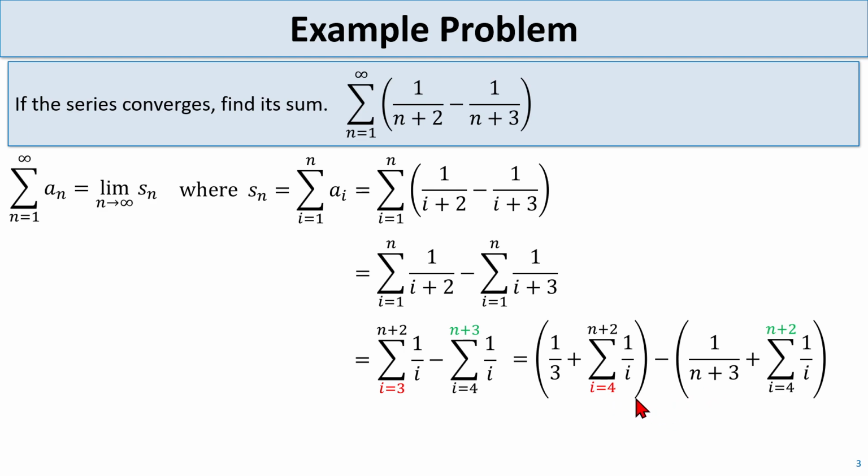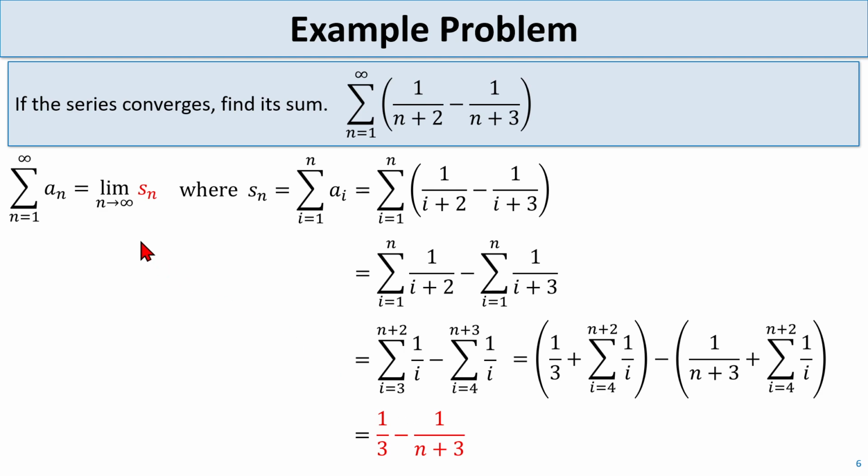Now that we've done this, the parts that are written using summation notation are exactly the same, and they're being subtracted from each other. And so they are just going to cancel, and the only things that remain are 1 over 3 minus 1 over n plus 3. What we have found so far is an expression for the partial sum S sub n.